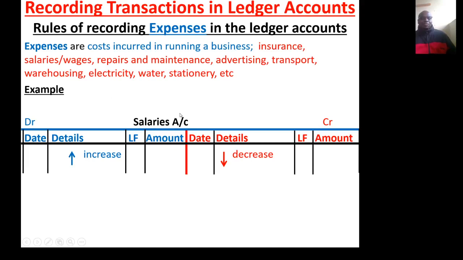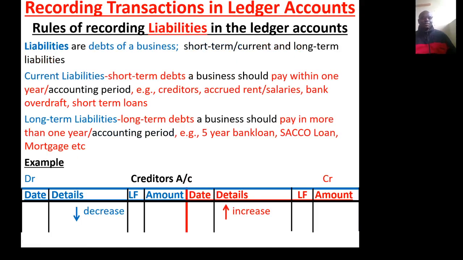Looking at an example, look at salaries account. When we incur salaries or salary expenses, we record that in the DR side, and a reduction of salaries is recorded on the credit side. We move on to recording liabilities in the ledger accounts. It behaves in the opposite of assets and expenses in terms of entries.